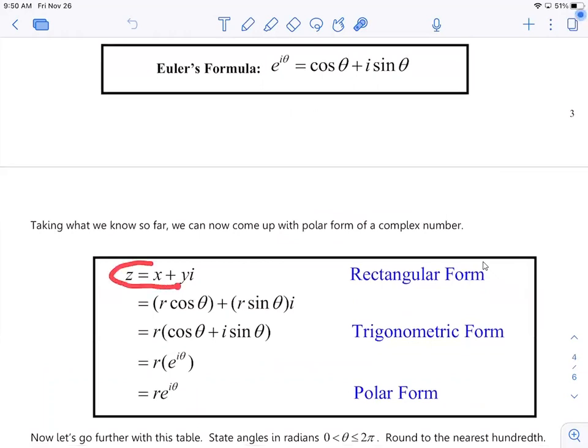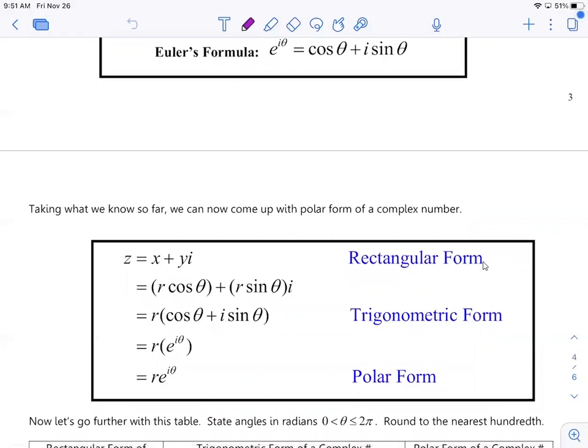We know this is our rectangular form for a complex number. For us, this was a and this is b, but it's okay if it's x and y. I replace x with what we found earlier, r cosine theta. I replace that y with what we found earlier, r sine theta. And then we have that i. We factor out that r, which we did earlier. But now we have this connection that this is equivalent to this. So I replace those two things.